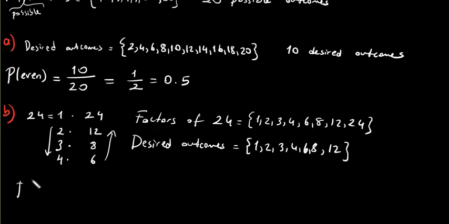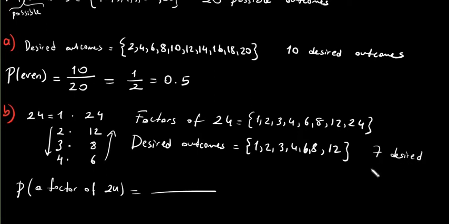So the probability of getting a factor of 24 is going to be the number of desired outcomes. How many? 1, 2, 3, 4, 5, 6, 7. 7 desired outcomes, okay? 7 over the number of all possible outcomes, which is 20. So that's going to be 7 over 20.